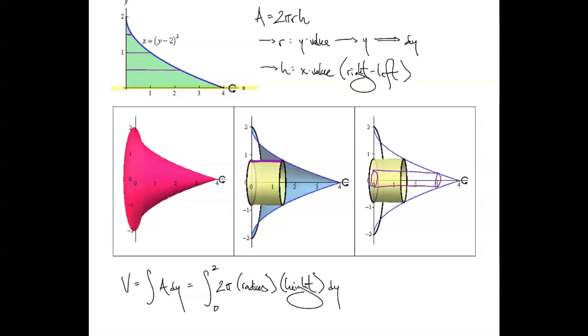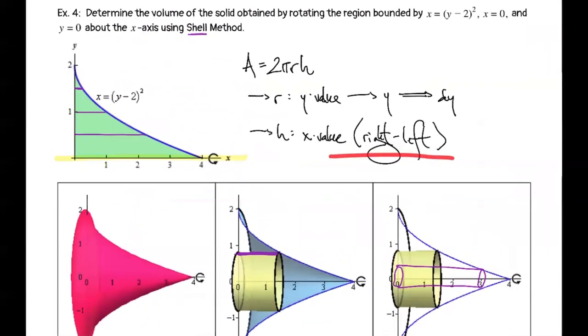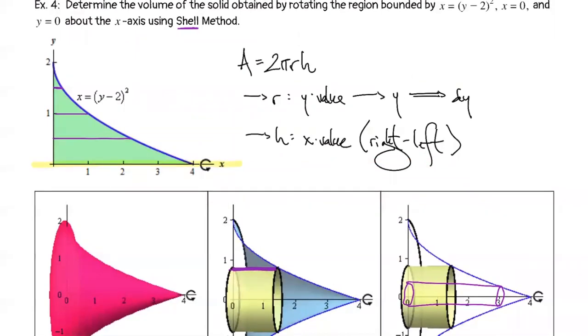Now the radius, we're going to fill in with a y. We determined that already. The height, the only note we left for ourselves is we're going to need right minus left. If we go back to the diagram for a moment, what is your right function? What is your left function? Yeah, right is the one you're given, x equals y minus 2 squared. This is indeed your right function. And your left function is indeed that y-axis. All the purple lines go between the blue curve and the y-axis.